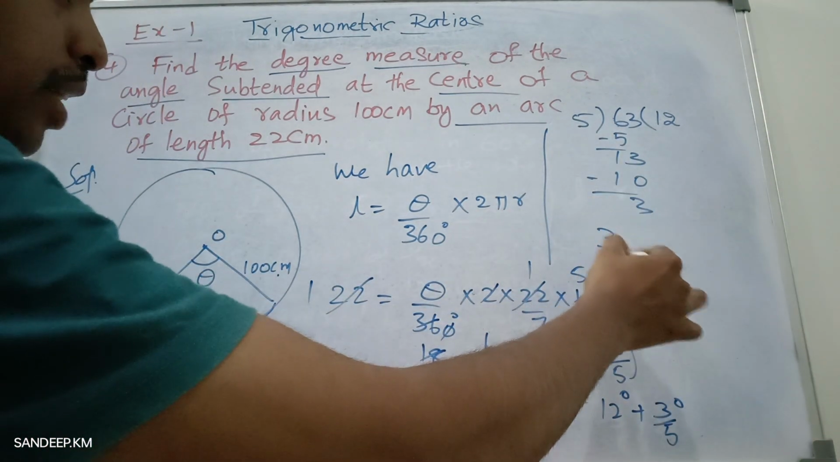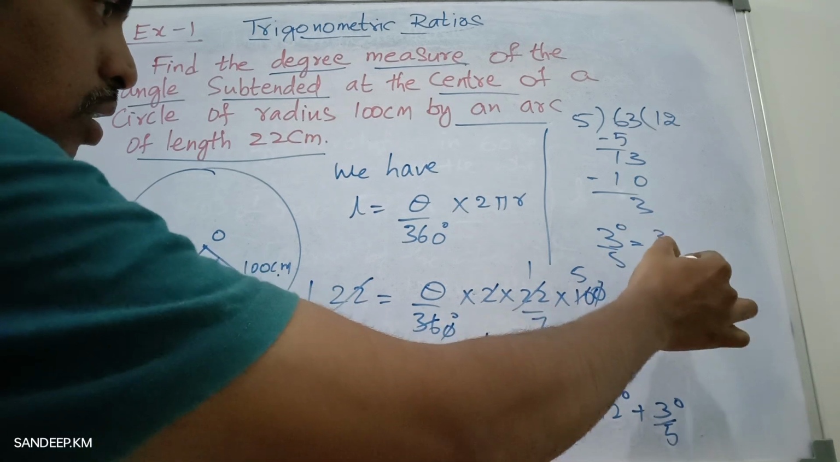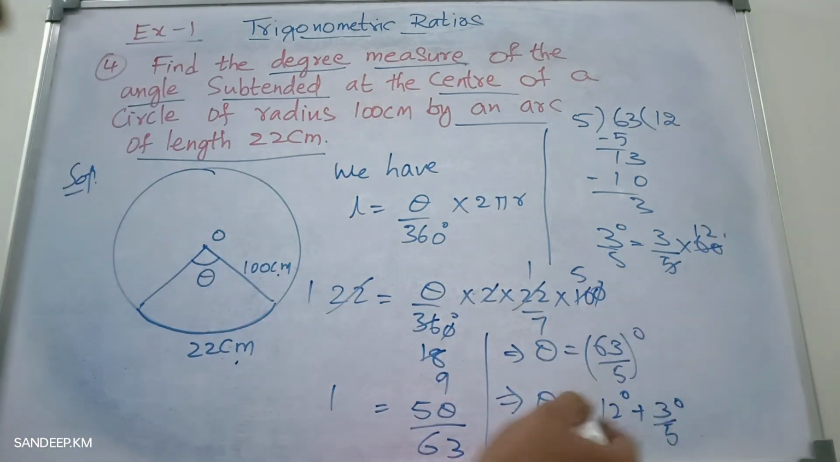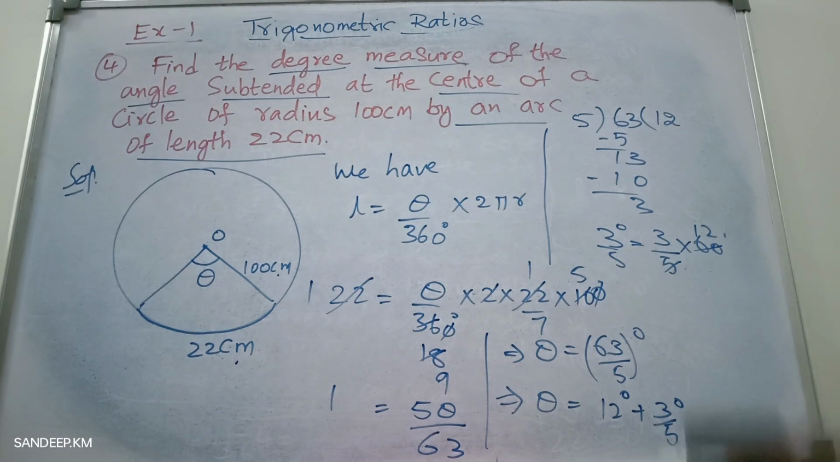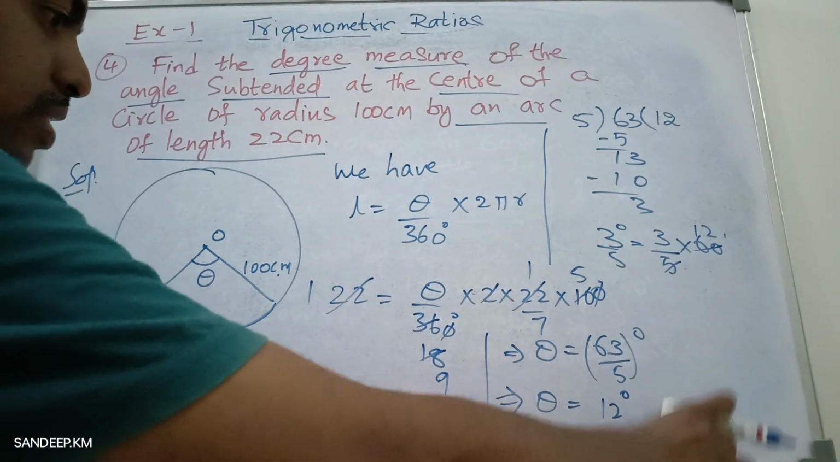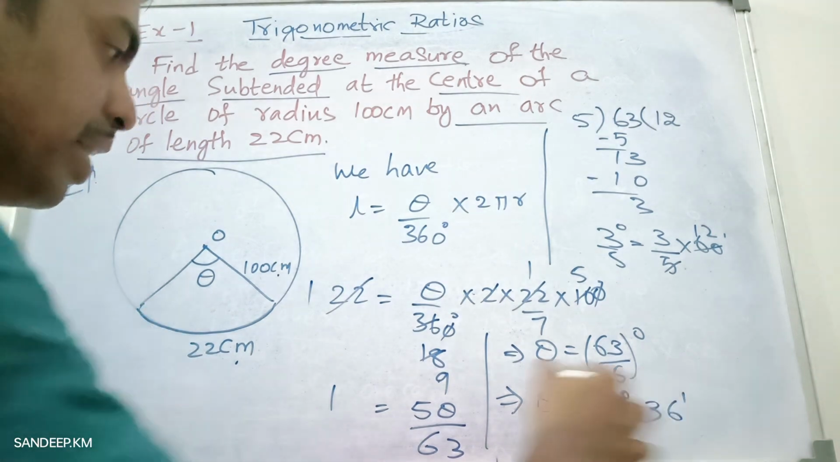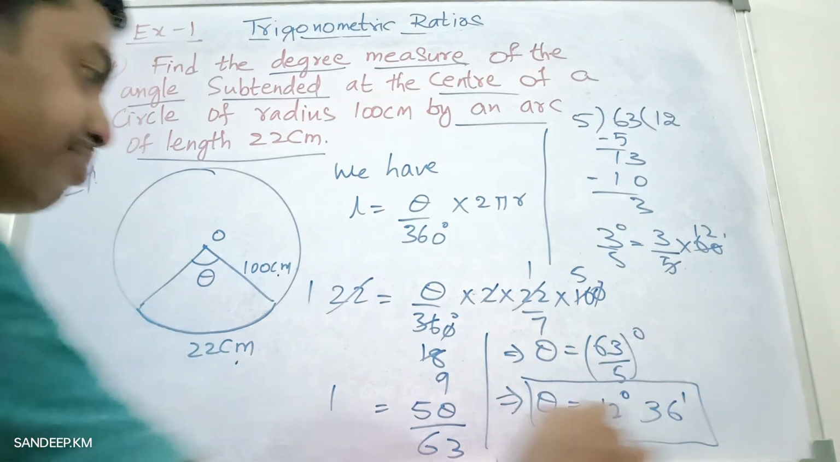Again convert degrees into minutes. 3 by 5 degrees means 3 by 5 into 60 minutes. 5 ones are 5, 12s are 60. So we will get 36 minutes. Therefore theta is equal to 12 degrees 36 minutes. So this is our answer.